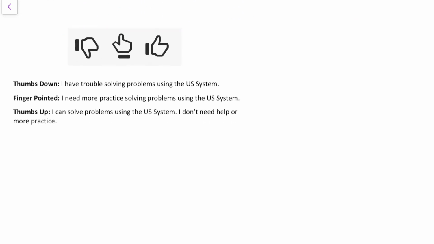Okay, so you're going to give yourself a rating here: thumbs down if you're having trouble solving problems using the US system of measurement, finger pointed if you need some more practice, and thumbs up if you think I've got this, I don't need any more help or practice.